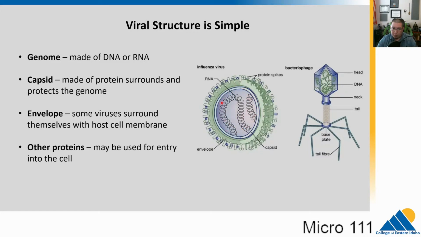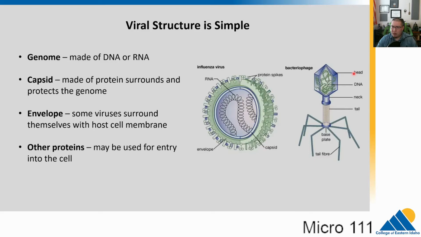So here in this influenza virus, this is the capsid. Some viruses create an envelope which uses host cell membrane around them. So you can see that here, this green bit. And then there are a limited number of other proteins that might be associated, like these spike proteins, which help the virus get into the cell.